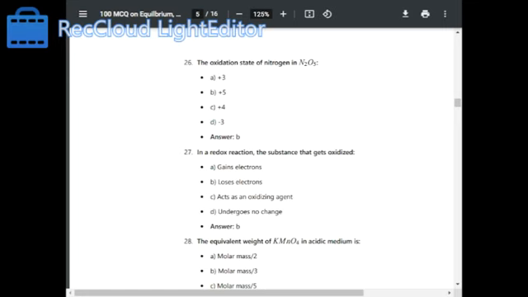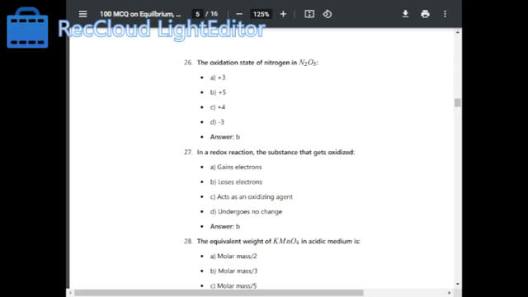Question number 26. The oxidation state of nitrogen in N2O5, option A plus 3, option B plus 5, option C plus 4, option D minus 3. The correct answer is B, plus 5. The oxidation state of nitrogen in N2O5 is plus 5. Option B is correct.